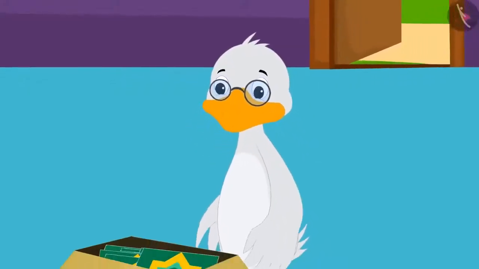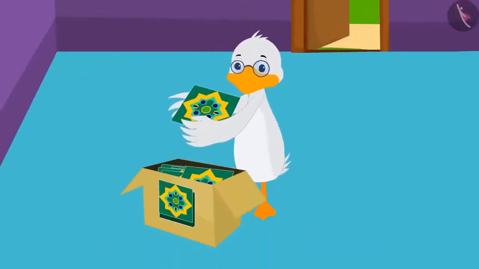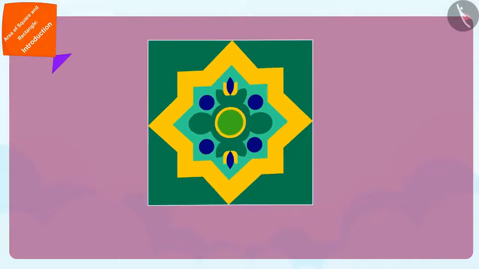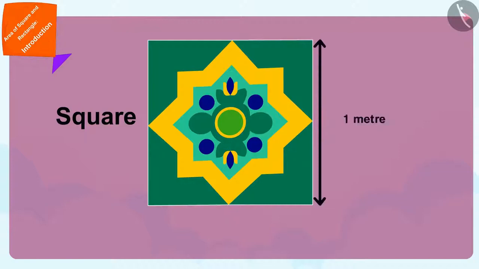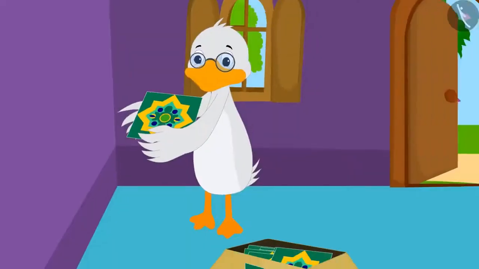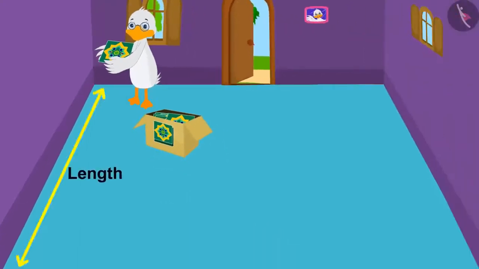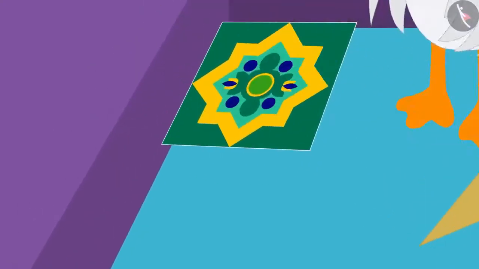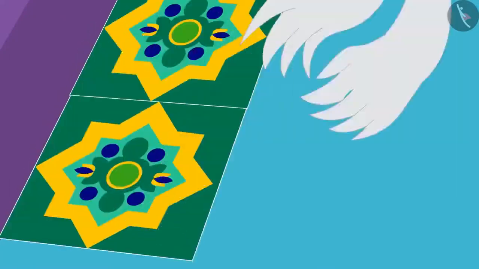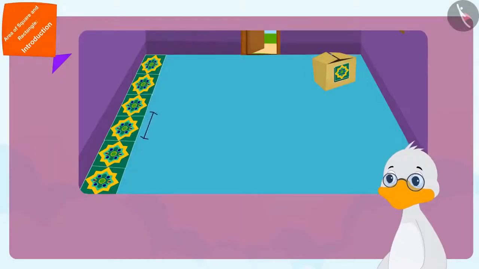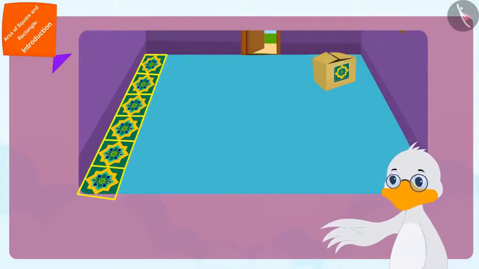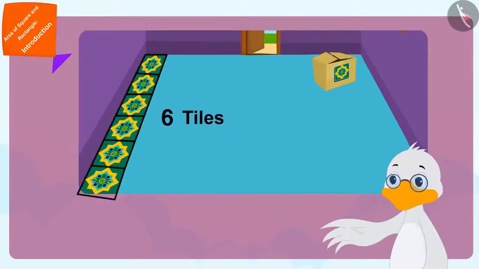After reaching home, Uncle started laying down the tiles. Each tile is square in shape and its edges are 1 meter long. Uncle first started laying tiles along the length of the floor of his room. Then Uncle saw that there were a total of 6 tiles in the length of his floor.